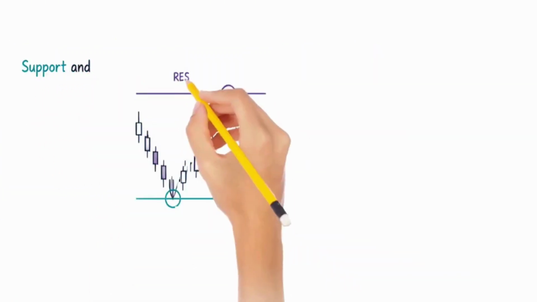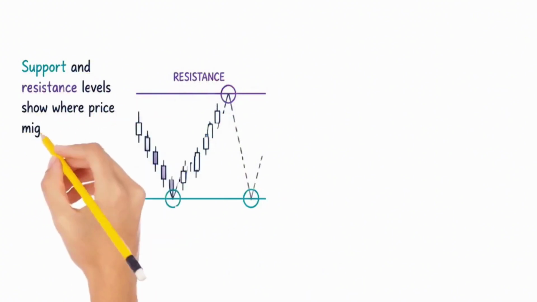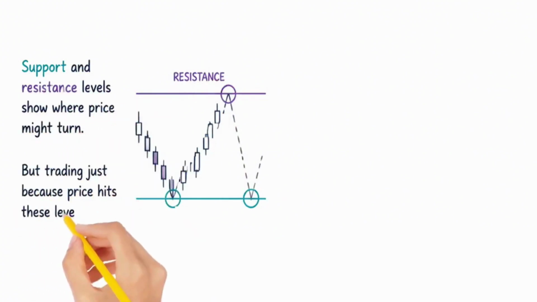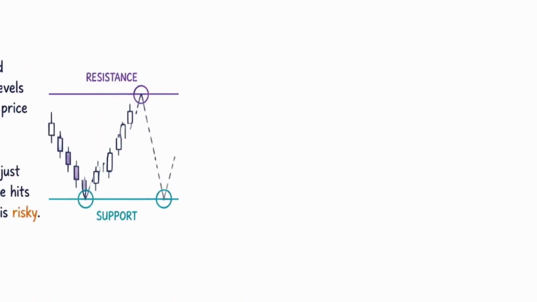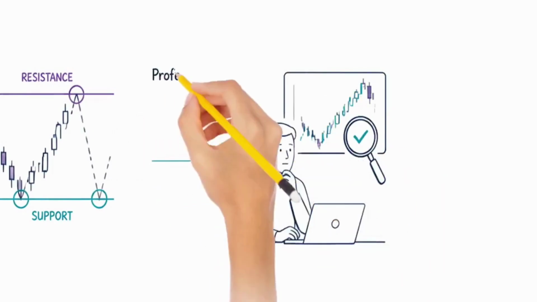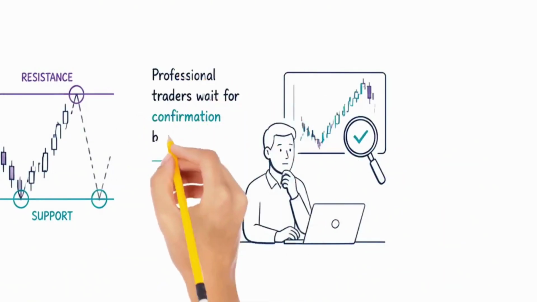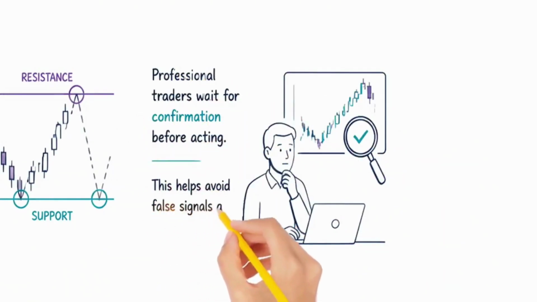Support and resistance levels show where price might turn, but trading just because price hits these levels is risky. Professional traders wait for confirmation before acting. This helps avoid false signals and bad trades.